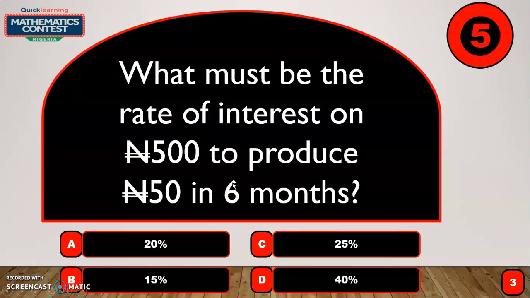But you know you have to convert 6 months to a year. 6 months to a year will be 0.5, that is half a year. So multiplying 500 by 0.5 will give us 250. So what we have in the numerator earlier on was 5,000. Now the 5,000 divided by 250 will give us 20, and the answer is option A.